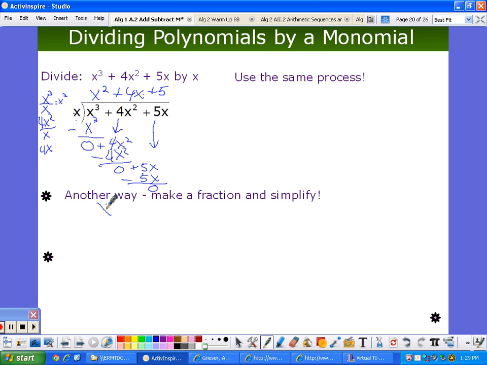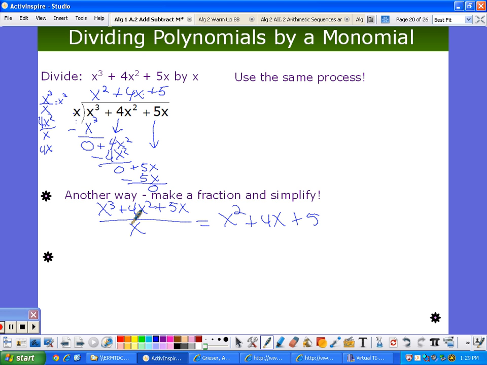Another way to handle this is, remember our fractions? Fractions are division too, right? Remember how to do this? If I divide by x, what gets divided by x? Everything. We forgot that? What gets divided by x? Everything, exactly. So I can go this way. x cubed over x, 4x squared over x, 5x over x. We did the same thing, which is a little bit simpler. In my opinion, I think this is a little easier. I like that one a little better.